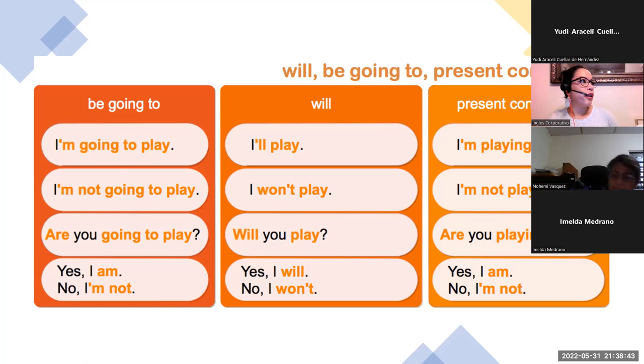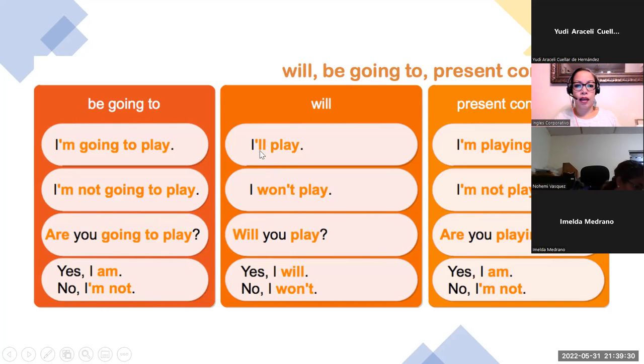I'm going to play. Si es en negativo, decimos not después de am, is, are. I am, ahí está el verbo be. Luego agregamos not para hacerla negativa, going to, y el verbo principal, play. I am not going to play. Si es pregunta, pues empezamos con el auxiliar verbo are, is o am, que es el verbo be. Luego sujeto, luego la palabra going to y luego el verbo. En este caso, para el ejemplo, play. Are you going to play? And it says yes I am or no I am not para responder.